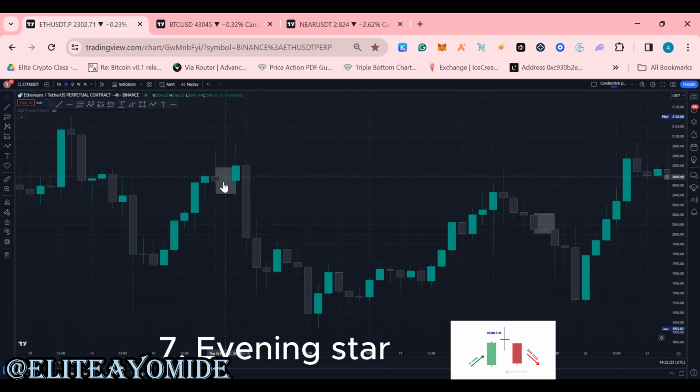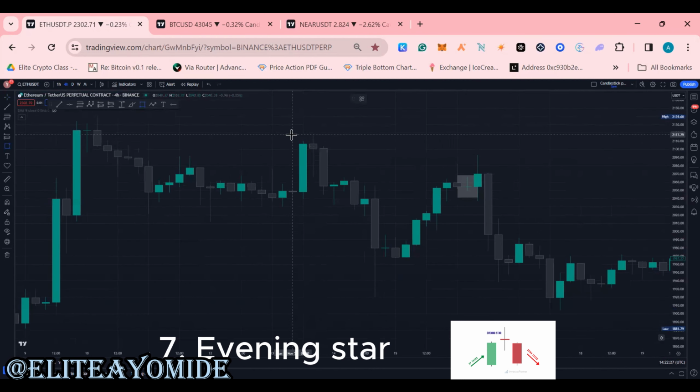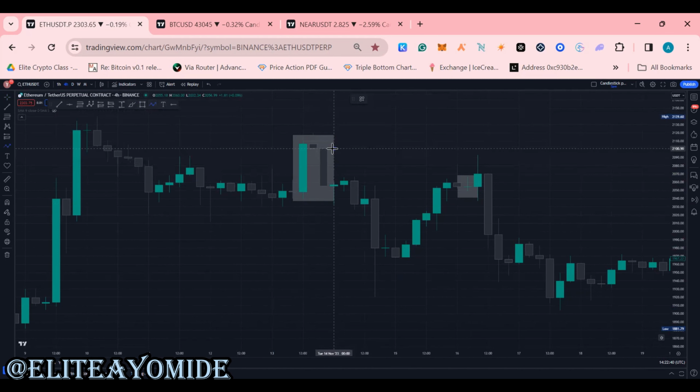So let's look. This is a morning star candlestick. This is an evening star candlestick. You can see the first one should be bullish, the second one will most likely be indecision, while the third one is bearish. And you can see what happens in the market next. The market plummeted.